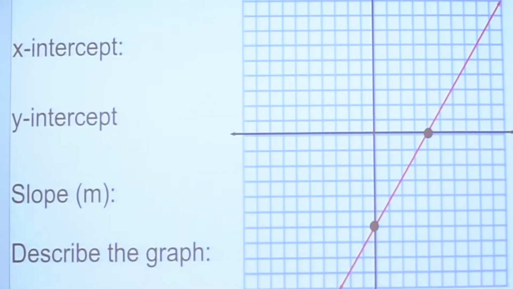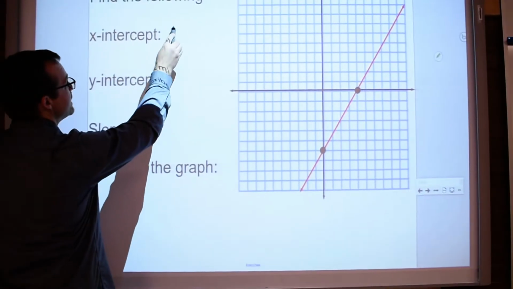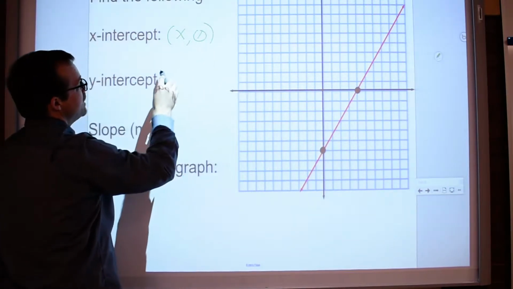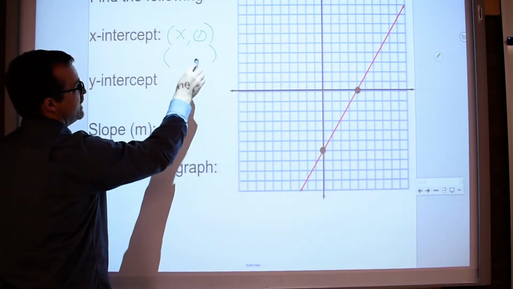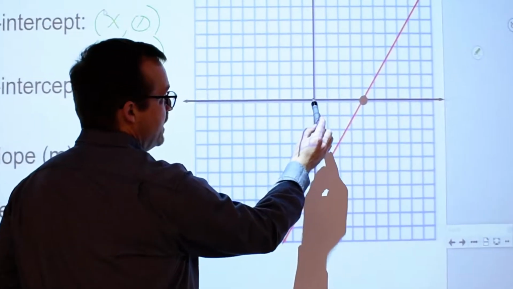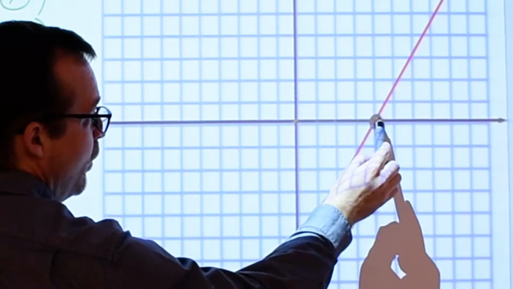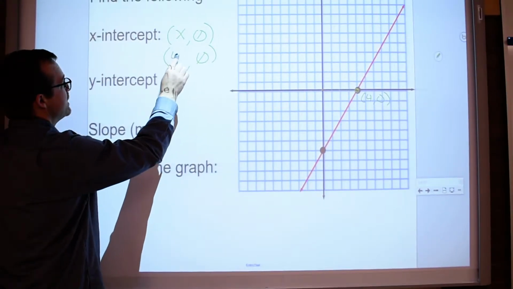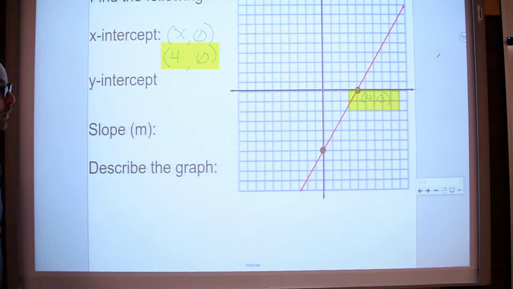So let's take a look at the x-intercept here. The x-intercept, again, is where the line crosses the x-axis. And remember, x-intercept has an x value and where y is 0. So let's go figure out where this line is crossing the x-axis. And y is 0. Well, y is 0 is right here, and that's 1, 2, 3, 4. So this is at the point (4, 0). And so our x-intercept is at the point (4, 0).